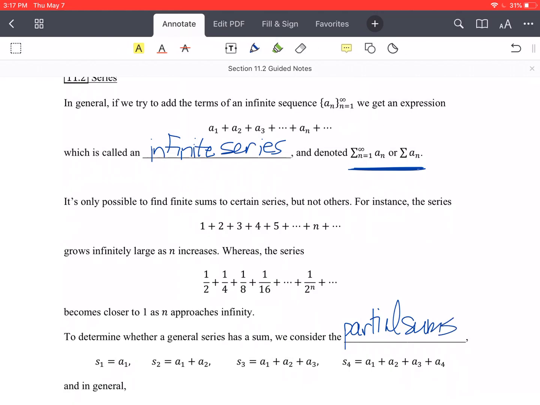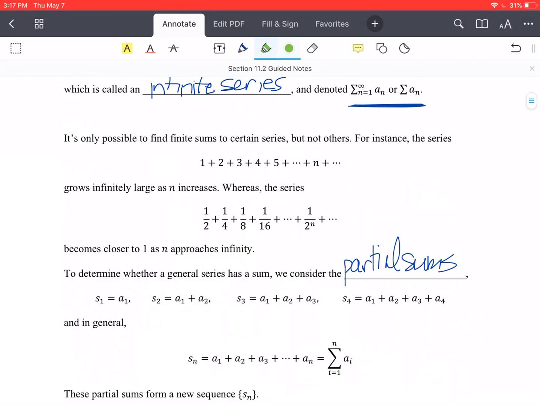Okay, and the partial sums are just basically the portions of the entire sum. So S1 is just the first term. S2 is the sum of the first two terms. S3, sum of the first three. S4, sum of the first four terms, etc. So S sub n, that nth partial sum, is just the sum of the first n terms in the series. Okay, and then notationally we write this as the sum from 1 to n of a sub i.